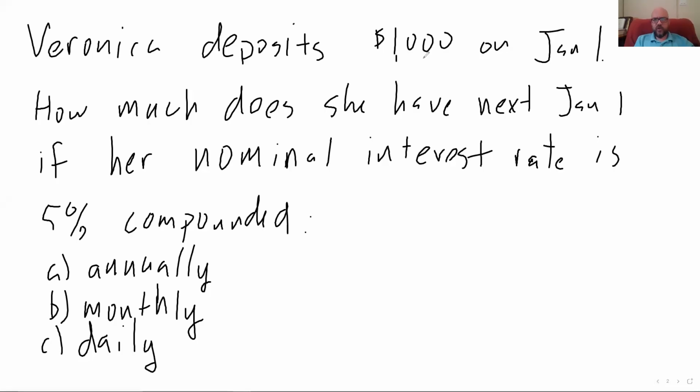I think I'm going to build on my previous example. I think that's going to be the nicest example I can do. So we've got Veronica here. She deposited $1,000. And so I'm going to tack on a part D to this and say continuously. So what if her compounding was continuous, where n equals infinity?